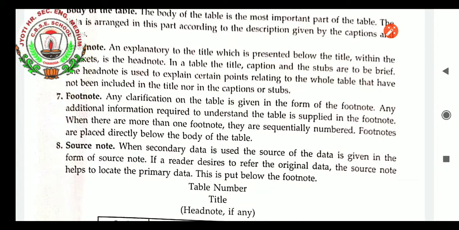Footnote. Same as the head note, at the bottom also if you want to add some note, that can be provided through a footnote. Any clarification on the table is given in the form of the footnote. Any additional information required to understand the table is applied to the footnote. When there is more than one footnote, they are sequentially numbered. Footnotes are placed directly below the body of the table.